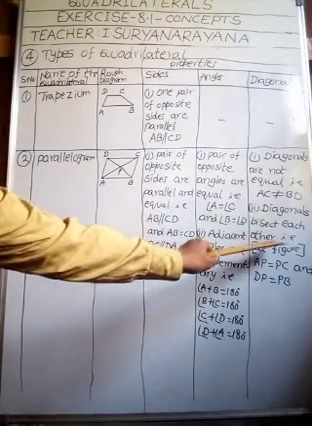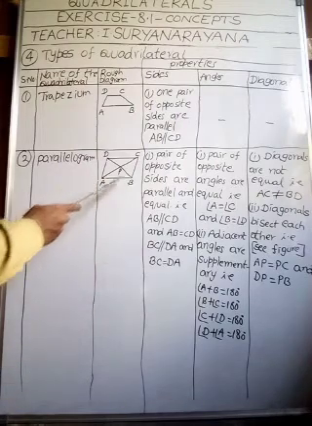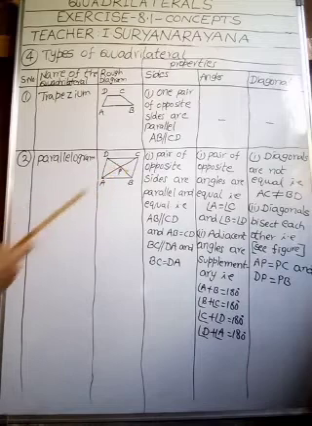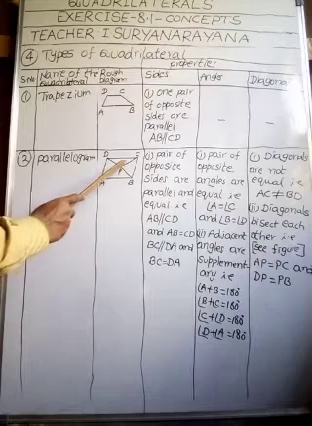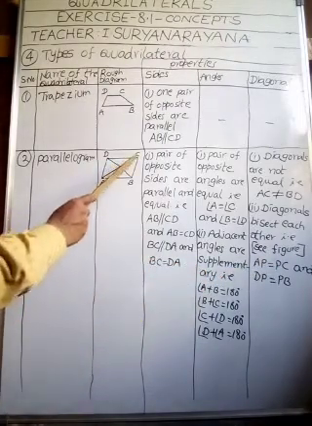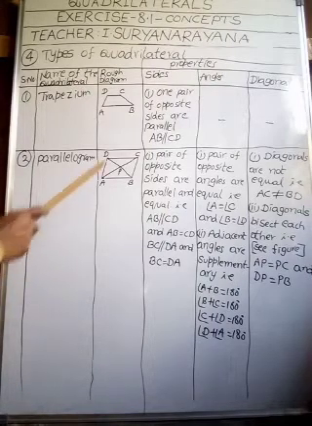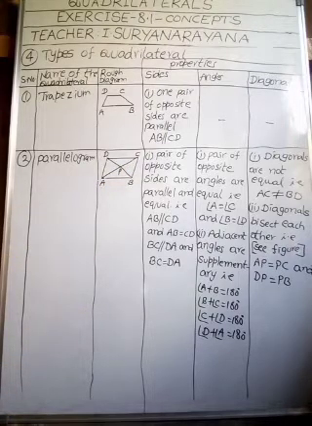Diagonals bisect each other. That is, see the figure here. These two diagonals AC and BD are intersecting at a point P. Let us assume that they are intersecting at a point P. Then AP is equal to PC. These two lengths are equal. AP length and PC length are equal. Similarly, DP length and PB length are also equal. Understood this point, my children? Is it clear? Diagonals bisect each other.